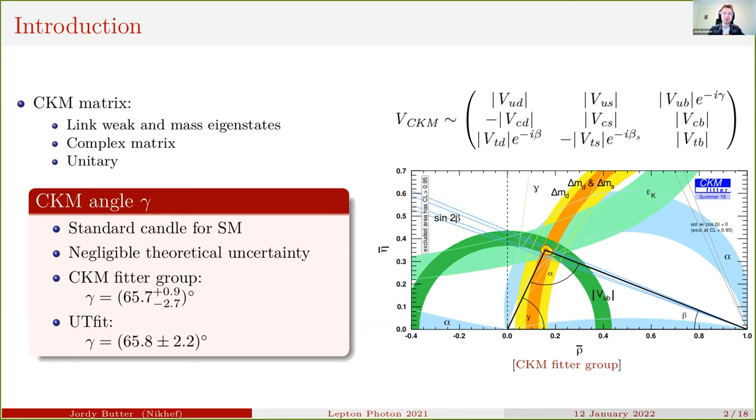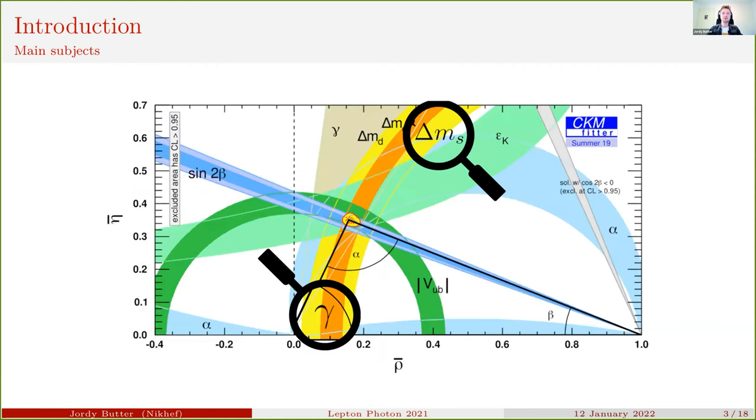And an indirect way of obtaining this is through a global fit, which is a fit to the unitarity triangle and all the parameters in it. This is done by the CKMfitter group in a frequentist approach and by the UTfit group in a Bayesian approach. And they've obtained a value of about 65.8 degrees with a small uncertainty. The experimental uncertainty on this is currently still larger. So our goal as experimentalists now is to close this gap and see if there are any deviations between other measurements and gamma. So today we'll focus on gamma measurements and on the Bs oscillation frequency delta ms.